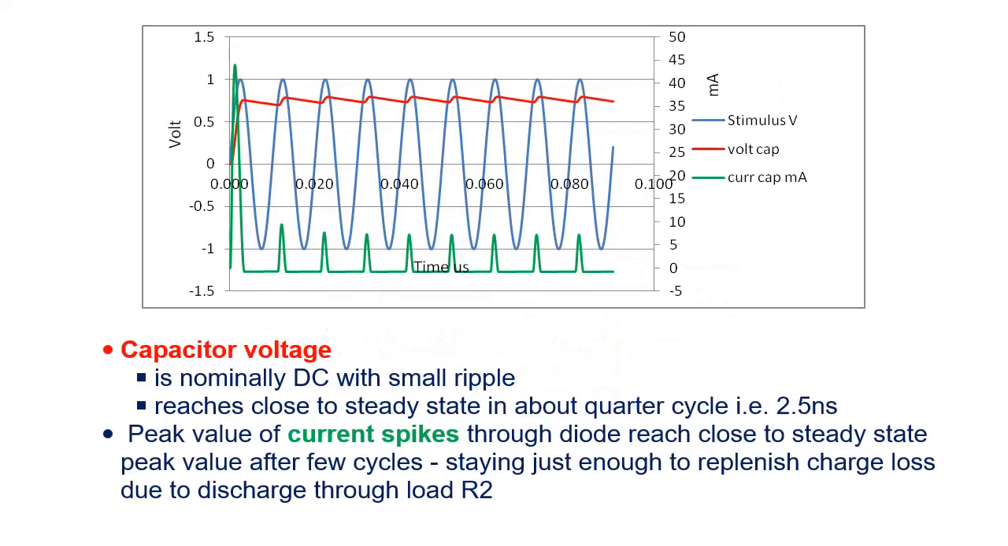Let us now look into a larger number of cycles. We observe that the capacitor voltage is nominally DC with a small ripple. It reaches close to steady state in about quarter cycle of the excitation sinusoid, that is 2.5 nanoseconds. Peak value of current spikes through the diode reach close to steady state peak value after a couple of excitation cycles, staying just enough to replenish charge loss due to discharge through load R2.